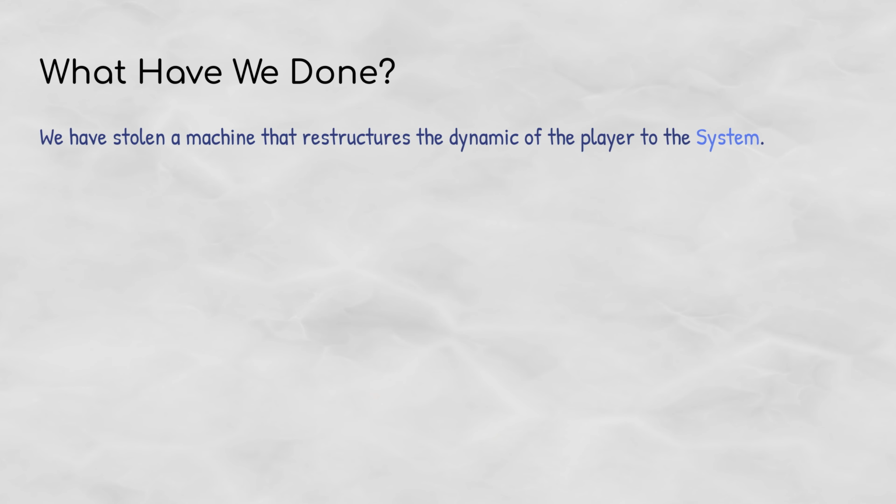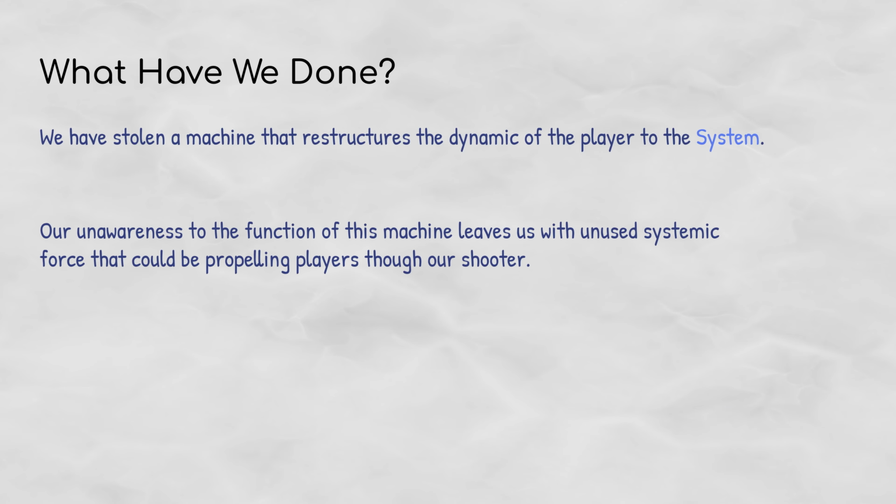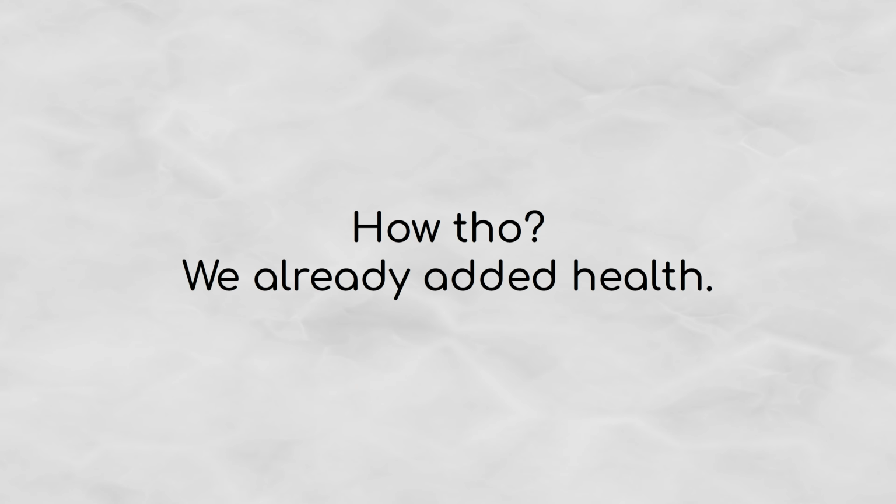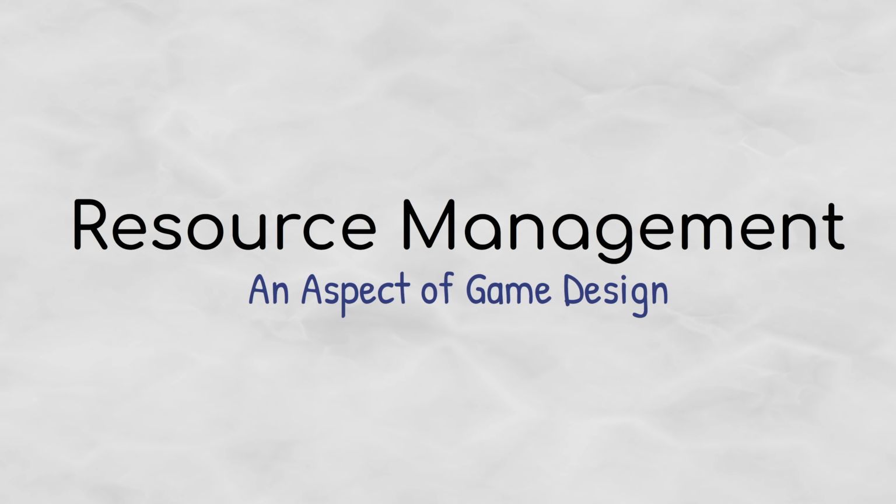But what we've done is that we've stolen a machine that restructures the dynamic of the player to the system, and our unawareness of the function of this machine leaves us with unused systemic force that could propel players through our shooters. How do we do this, though? We already stole and added the health.